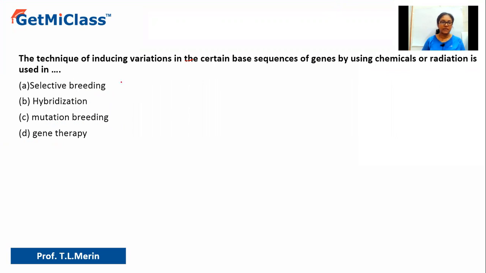Now, let us understand the question. It says the technique of inducing variation in certain base sequence of gene by using chemicals or radiation. So where is it used? Which among these will have this usage of this technique? That is the question. Now, first of all, we have to understand the key terminologies mentioned here. Inducing variation. What do you mean by inducing variation?